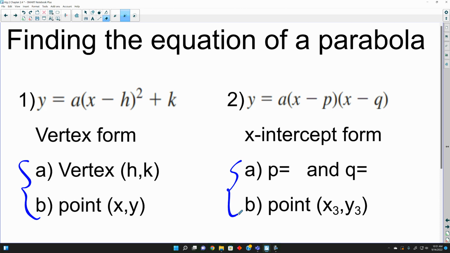The other equation that we have is our x-intercept form. y is equal to a times (x minus p) times (x minus q), and we have our x-intercepts of p comma 0 and q comma 0. And we're given a point x comma y. And we know that it's an x-intercept because the y values are 0. If the y value is 0, it's telling us that it's an x-intercept.